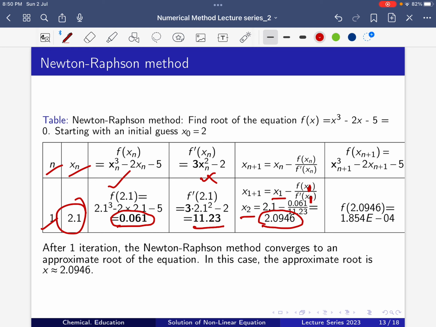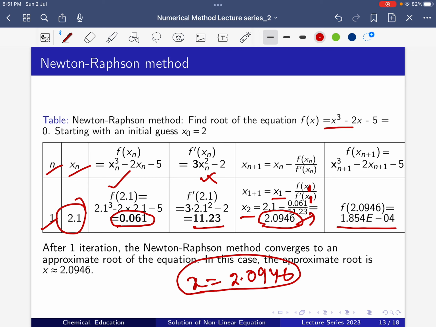Now x2 is equal to 2.0946. What will be the function value? The function value will be 1.854e-4, which is very close to 0. So what will be the approximate root? The approximate root is 2.0946. At x equal to 2.0946 is one of the roots of the equation x^3 - 2x - 5 = 0. That's it for the Newton-Raphson method.